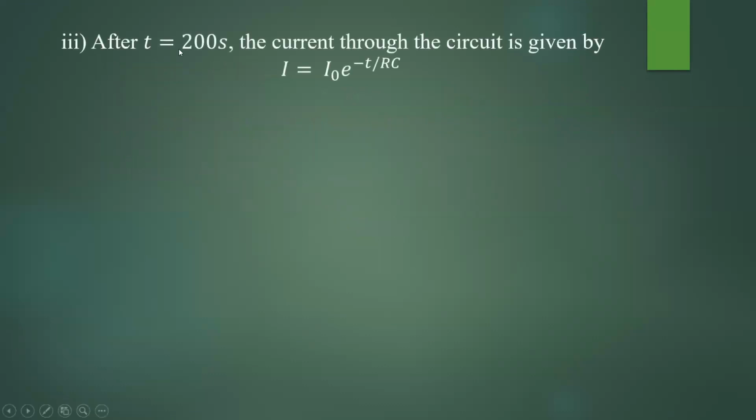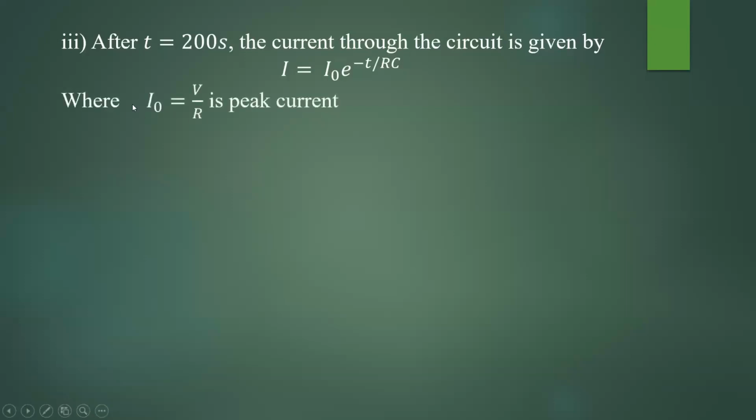Then third question, you have to find the current through the circuit after 200 seconds. So after t equal to 200 seconds, what is the current through the circuit? Remember, during the growth of charging of the capacitor, the current is going to decrease. Voltage and charge will increase, whereas current is going to decrease. The expression for current will be I is equal to I naught into e to the power minus t by RC.